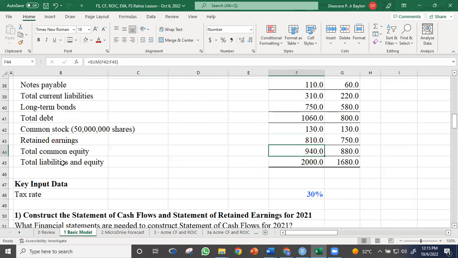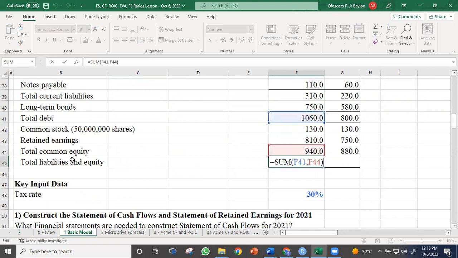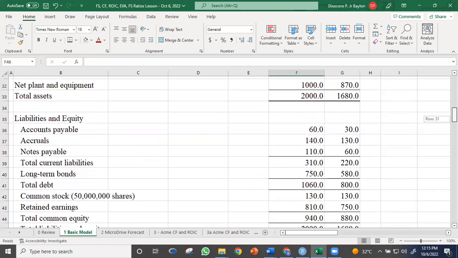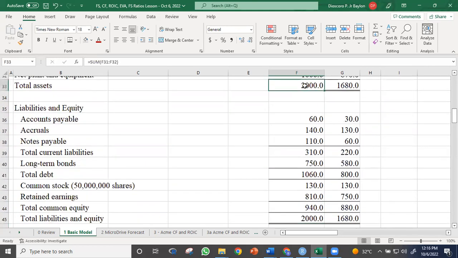Therefore, our total liabilities and equity will be our total debt plus our total common equity. So you have 2,000, and let's check if it's the same as your balance sheet. Correct. 2,000 are your assets. The funding from liability and equity is 2,000 also. Also for 2020, same.